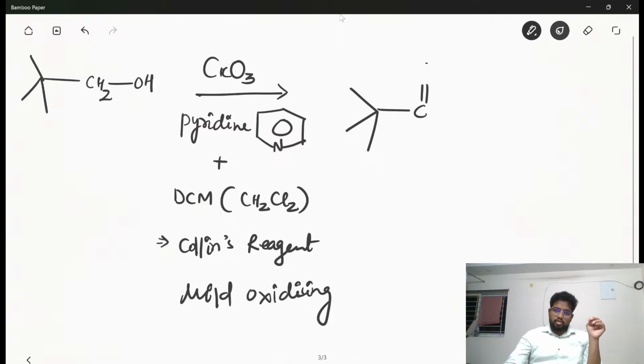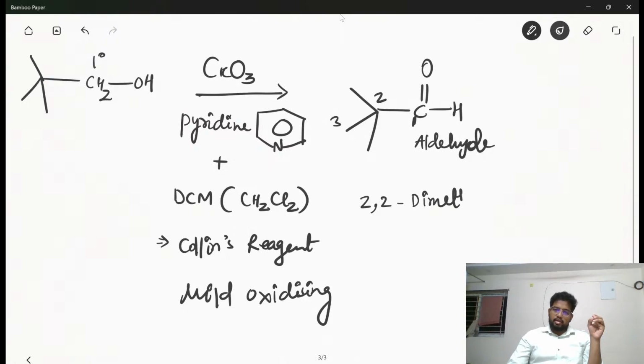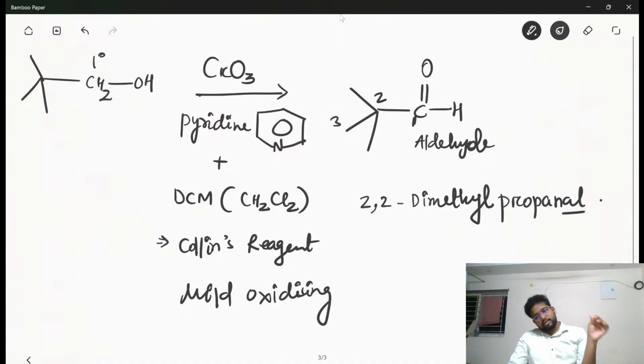It will convert to the respective aldehyde. If it is a 1 degree alcohol, you will get the respective aldehyde. See, this is 1 carbon, 2 carbon and 3 carbon. So if I am going to name this aldehyde, first class we named in detail, 2,2-dimethyl propanal. Correct? So you got this as your product in Collins reagent reaction. Just go through it quickly.